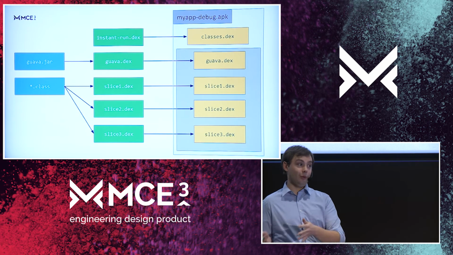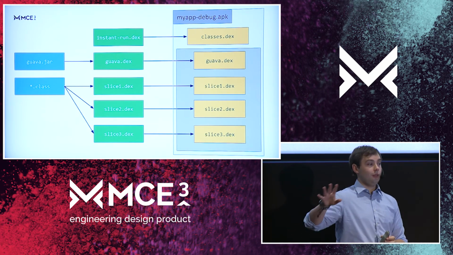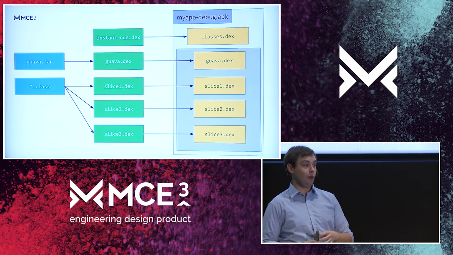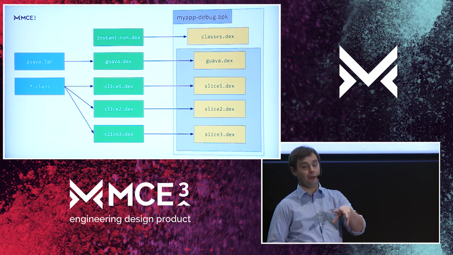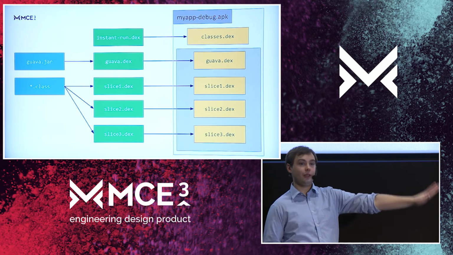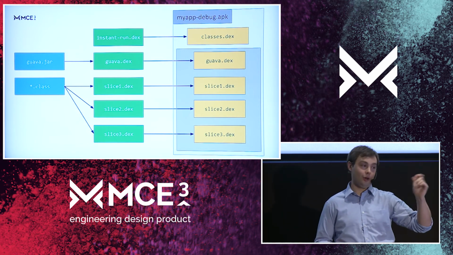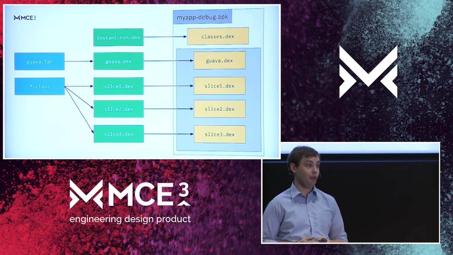And then this zip file is put inside the APK, so that when your application starts, the bootstrapping code from Instant Run will unzip the slices and all the other dex files from the Instant Run zip file, put them on your data partition, and set up the class loaders appropriately, so that the code from the dex files is recognized by the application.